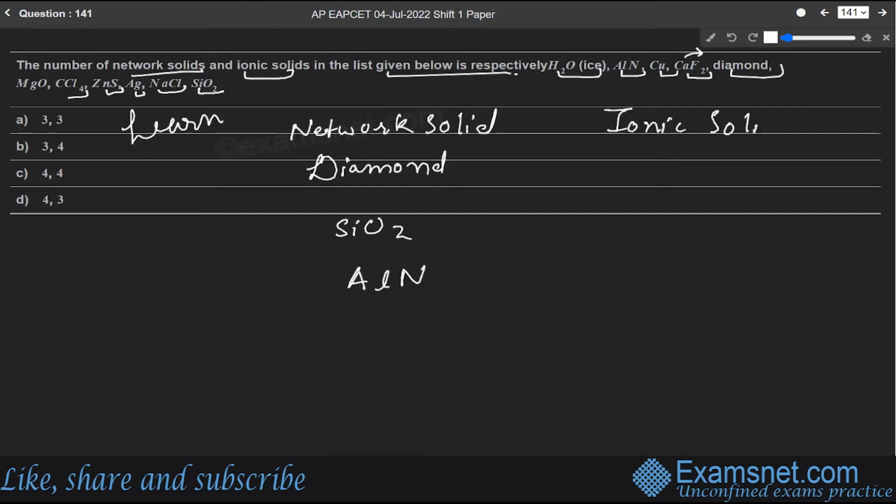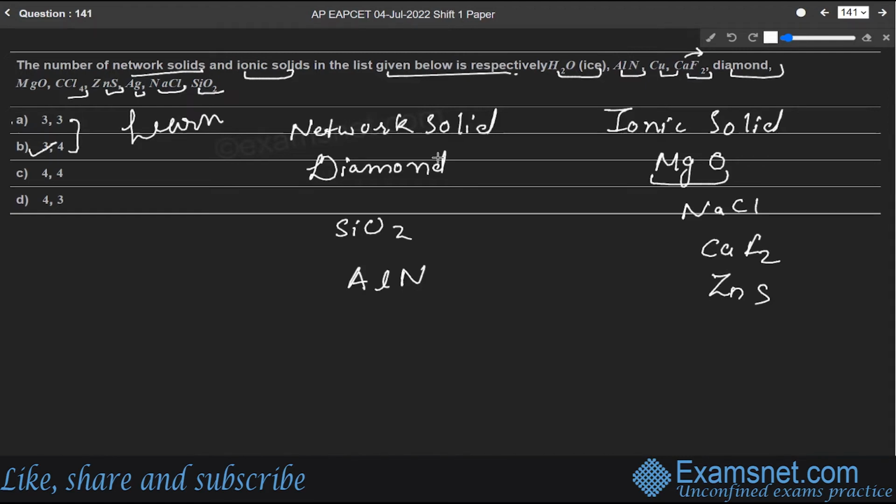Ionic solids would be the ones which form ions. Like MgO, you can break this into ions. You can even break NaCl into Na positive, Cl negative, and CaF2 into Ca2 positive and F negative. And ZnS, you can even break into ions. So how you count: 1, 2, 3 are network solids. And ionic is 1, 2, 3, 4. So 3 and 4. Option B is matching with the question.